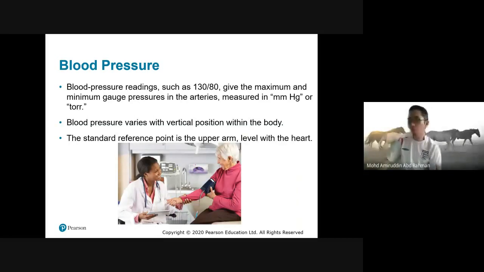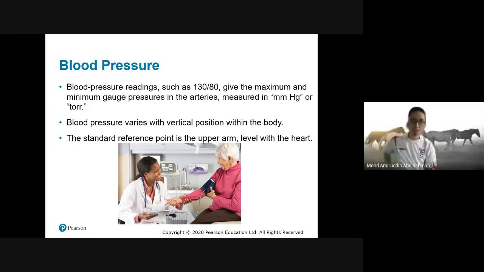So this is normal when we go to the doctor. The doctor will read our blood pressure. Our blood pressure inside our body gives a reading of 130/80, giving the maximum and minimum gauge pressure in the arteries, measured in millimeters of Hg or Torr. All right, so that's the unit.